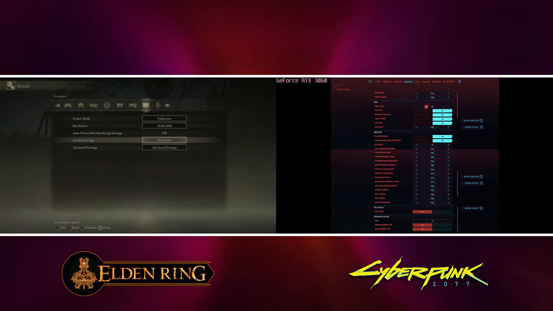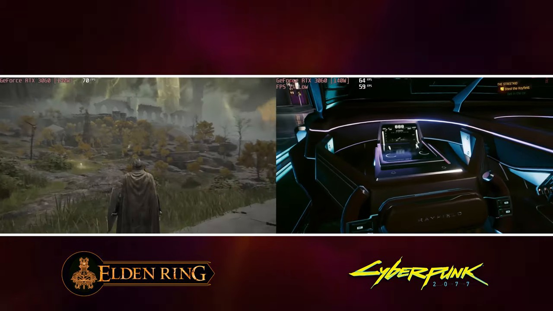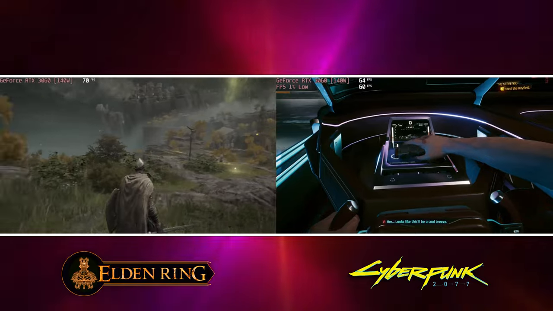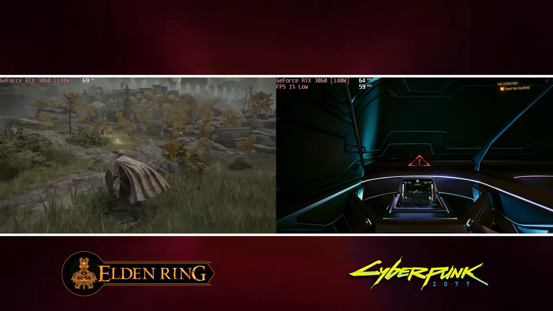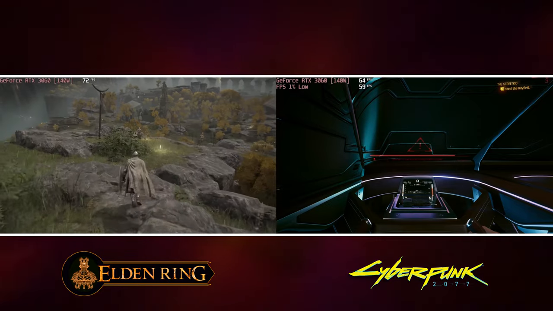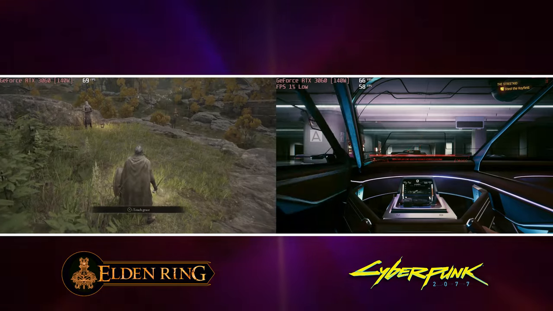In games, it performs very well. We tested Elden Ring and Cyberpunk 2077, which we feel are some of the most demanding titles that 2022 has to offer. In both games, we get well over 60 FPS, with Elden Ring going as high as 70 FPS.